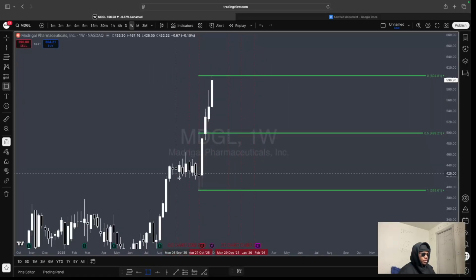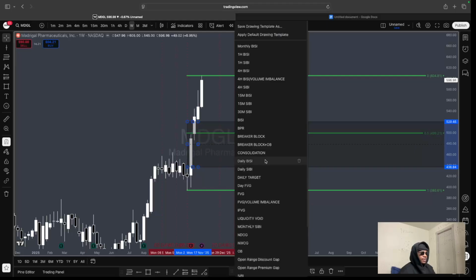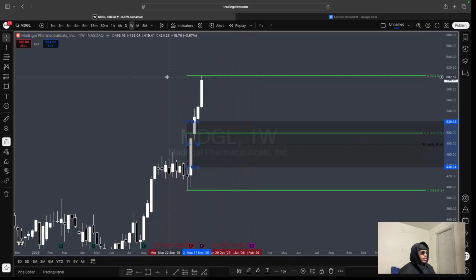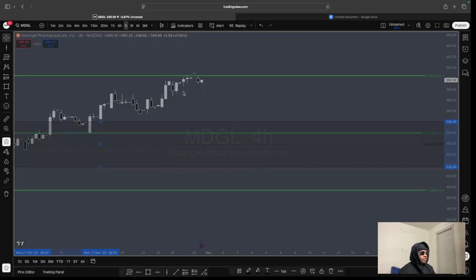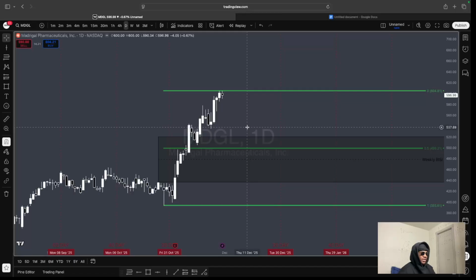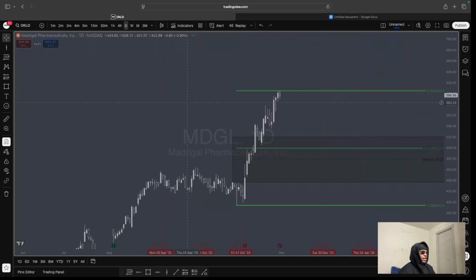We got these huge weekly buy side imbalance, sell side inefficiencies, slash volume imbalances right here. Boom. I definitely want to see it come down to this weekly buy side imbalance, sell side inefficiency, slash volume imbalance. All right. After it comes back down to here, definitely want to see it come back down, and then get an entry back up to probably another all-time high. But other than that, that's what I'm looking for on MDGL. Moving on to the next one.